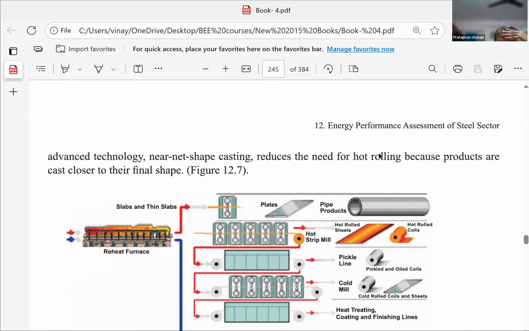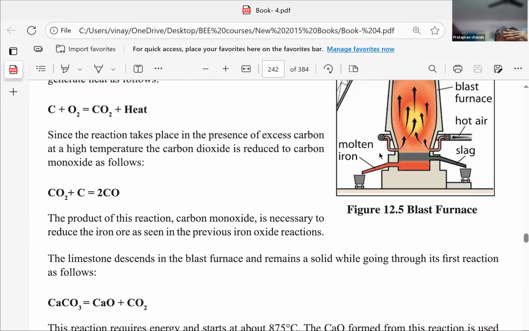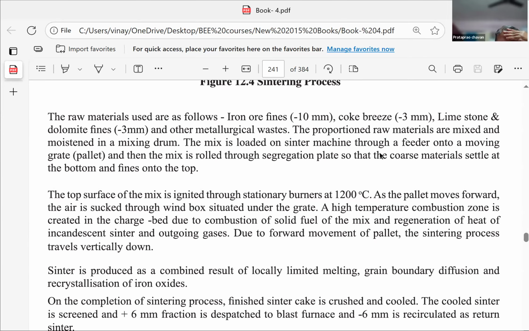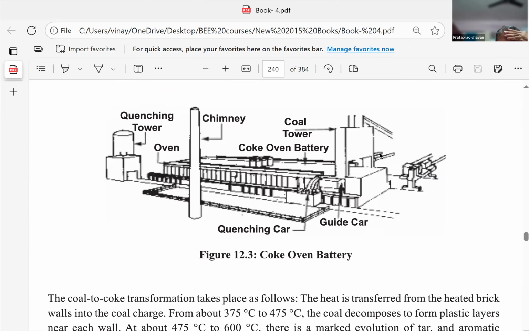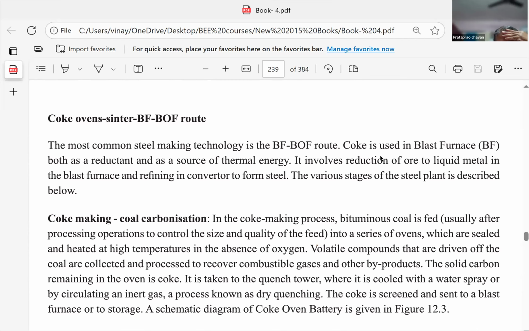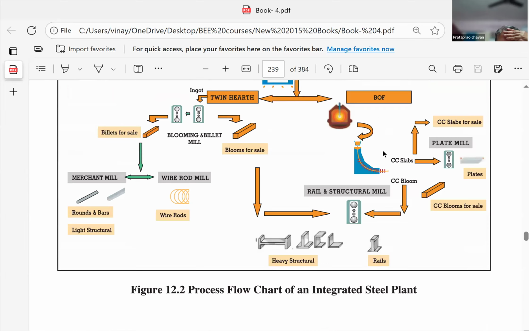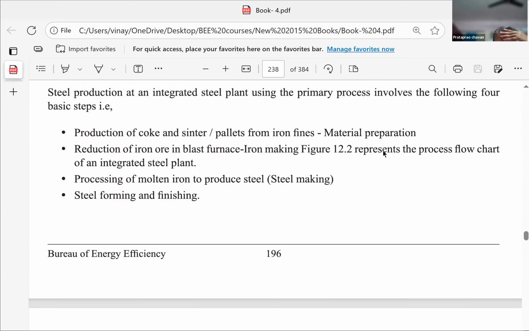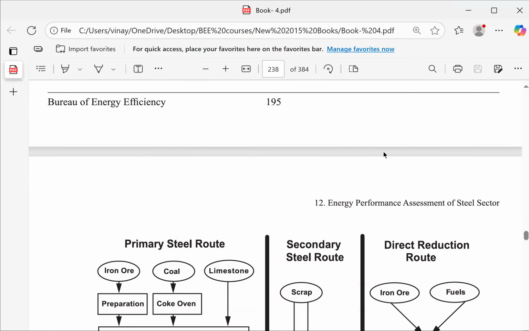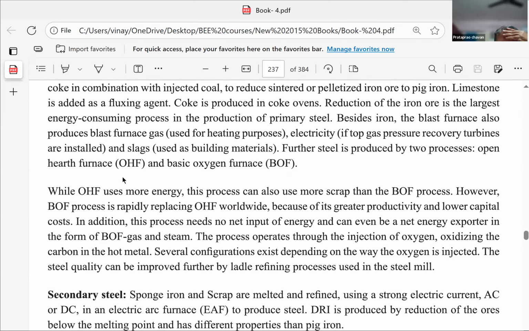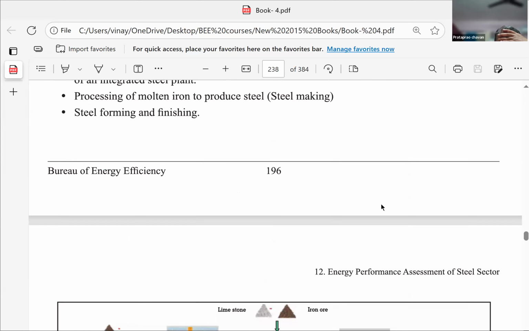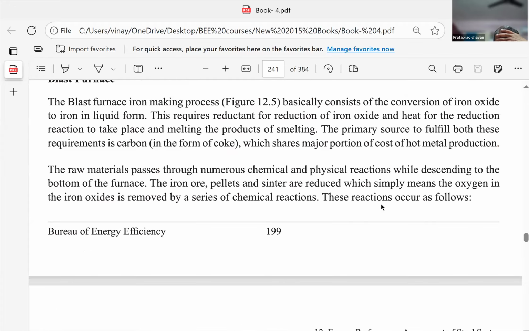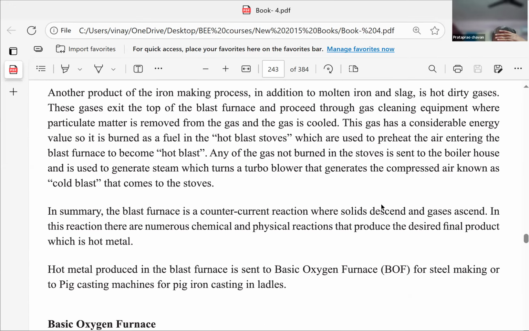Where is the OHF? You should repeatedly refer to this book always. Find out. Yeah, this basic oxygen furnace. And where is the other thing? Open hearth furnace. OHF. Open hearth furnace, right? Yes, OHF is open hearth and this is basic oxygen. Two different methods of preparing the steel for the final product. Right. So where were we?